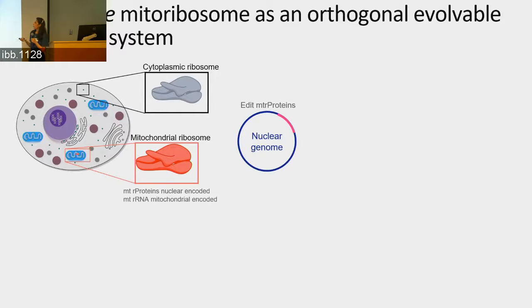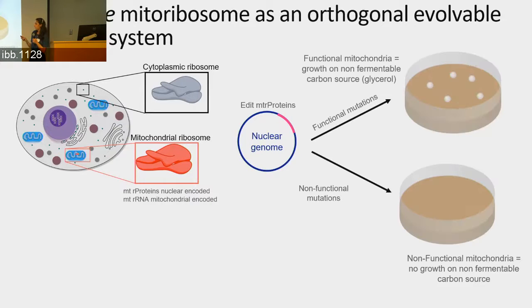So we start with a perturbation of the mitochondrial ribosome. It could be editing the mitochondrial ribosomal proteins. It could be some other kind of stopping of mitoribosome function. And when I do this, there are two possible outcomes. Either I have functional mitoribosomes or non-functional mitoribosomes. So I can test that using a different type of carbon source in the growth medium. In this case, it's glycerol for these cells. It's a non-fermentable carbon source, so they need functional mitochondria to grow on it.